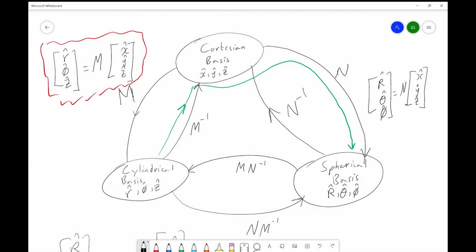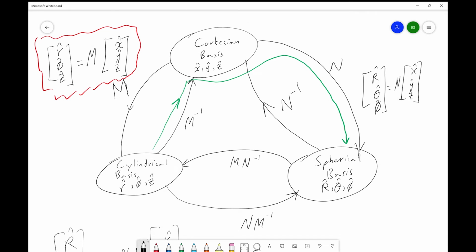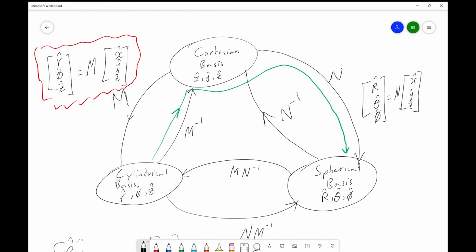The idea is that you only need to figure out two transformations: the one from Cartesian to cylindrical and the one from Cartesian to spherical, and that gives you for free all inverse transformations and transformations between the cylindrical and the spherical bases. Simple enough, but let's figure out what M is. Our job now is to figure out what the M and N matrices are. Let's do that right now.